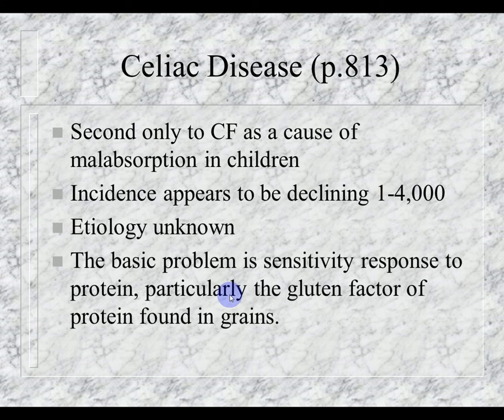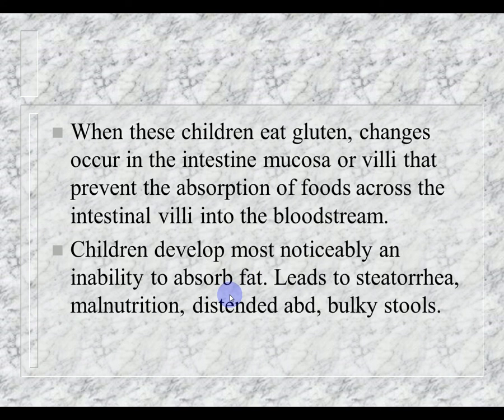It is second only to cystic fibrosis as the most common cause of malabsorption in children, even though the incidence is decreasing. And part of that is because we have so much stuff out there now that is gluten-free. The basic problem here is a sensitivity response to protein, particularly the gluten factor protein found in grains. When these children eat gluten, changes occur in the intestinal mucosa or villi that prevent the absorption of food across the intestinal villi into the bloodstream.